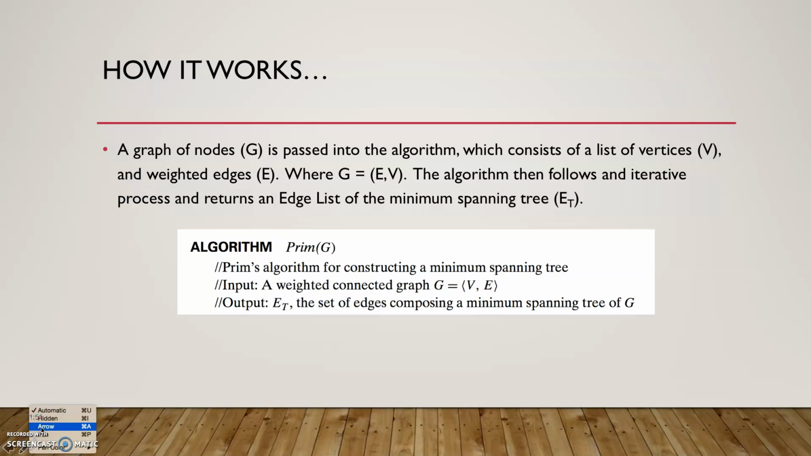Okay, so a graph of nodes, G, is passed into the algorithm here. And G consists of a list of vertices as well as a list of weighted edges, and the algorithm processes all this data and returns a minimum spanning tree ET, which is a list of edges.